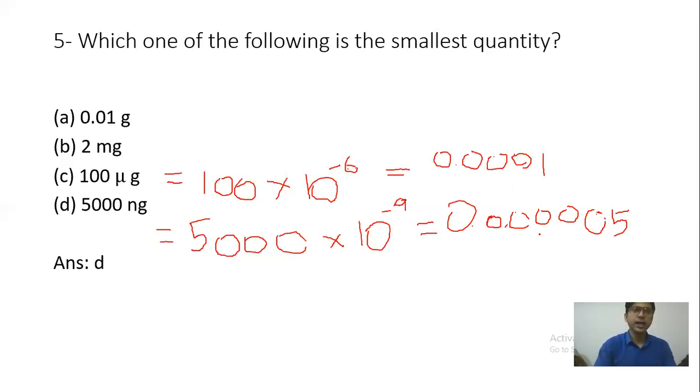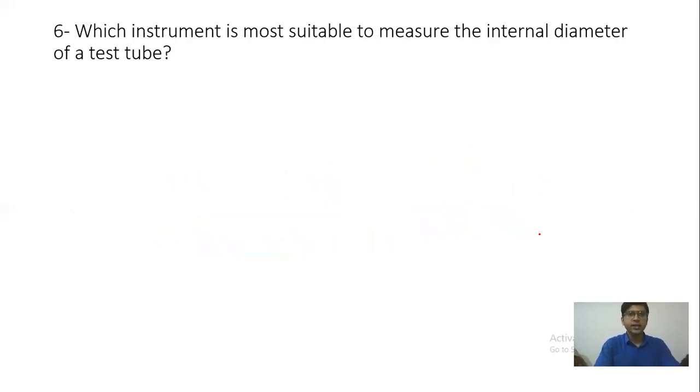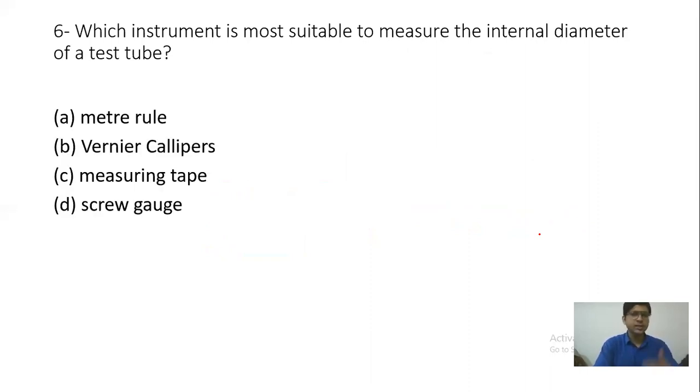Okay, understood. Now let's move to the next MCQ. In the next MCQ, they have asked which instrument is more suitable to measure the internal diameter of a test tube. The options are meter rule, vernier calipers, measuring tape, screw gauge. This is a theory question, so the answer is vernier caliper. With the help of vernier caliper, you can easily measure the internal diameter of a test tube. You can't measure it with the help of meter rule or measuring tape or screw gauge. Okay, so the correct answer is B.